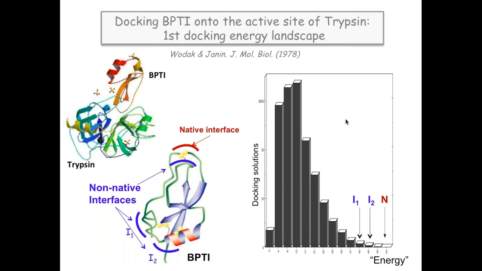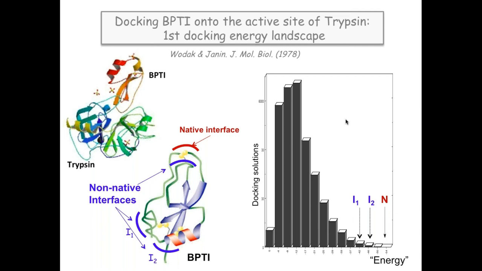And the energy, it's not really the energy, it's actually the buried area. The native has the highest buried area. Then you have two other poses of the BPTI relative to the trypsin, where the buried surface area is also high, the position I, an intermediate I1 and I2.